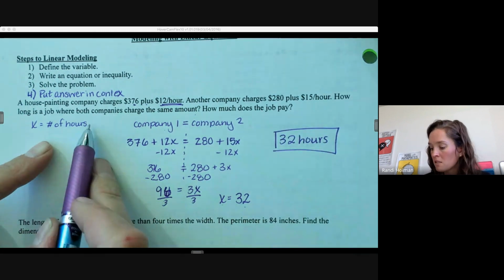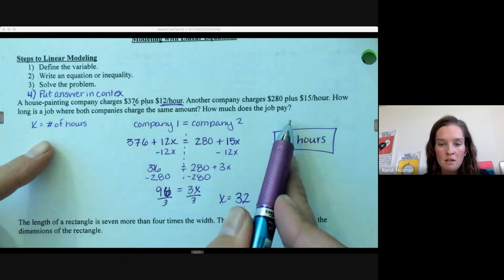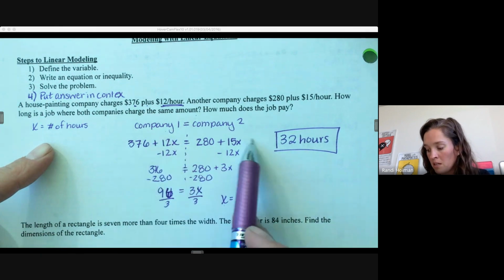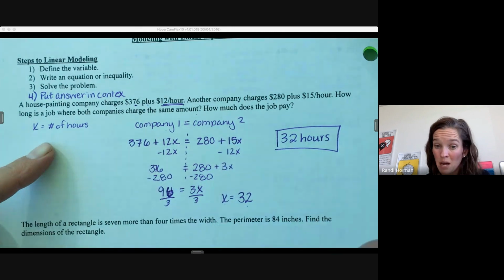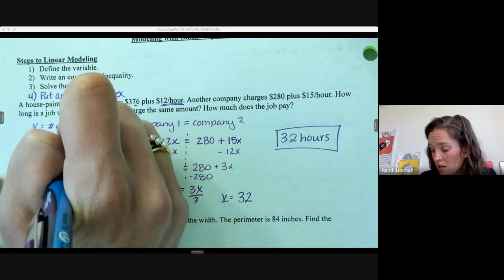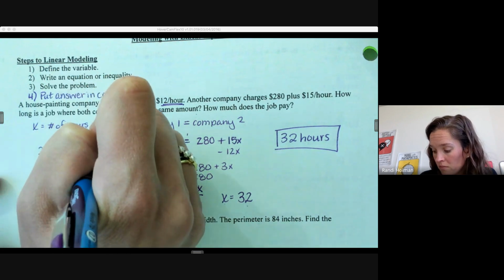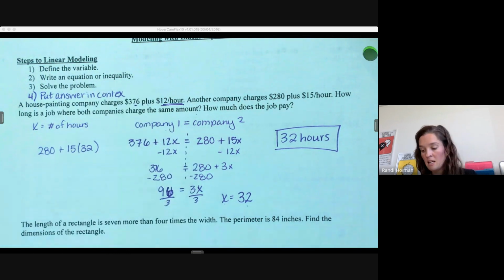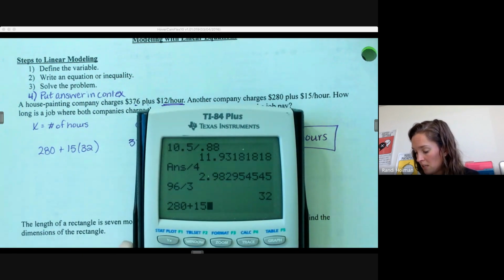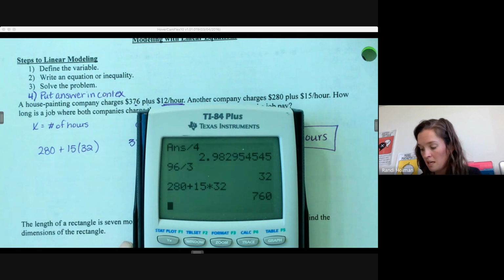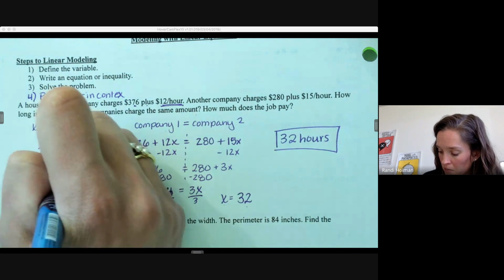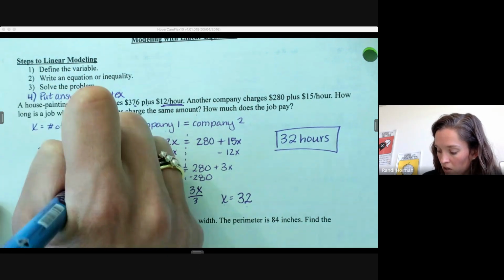Okay, but then we're asked, how much does the job pay? How do we figure that out? Well, here's pay for company one, here's pay for company two. If they're the same, it shouldn't matter which one we use. You can plug that 32 back into either side, and figure out what that is. So if we take 280 plus 15 times 32, we get 760. Okay, just for good measure, it's $760.